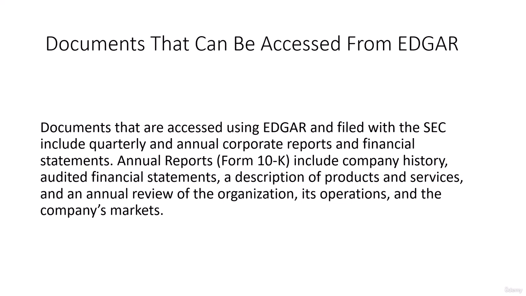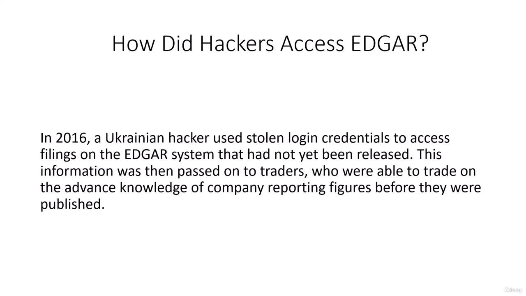In 2016, a Ukrainian hacker used stolen login credentials to access filings on the EDGAR system that had not yet been released. This information was then passed on to traders, who were able to trade on advance knowledge of company reporting figures before they were published.